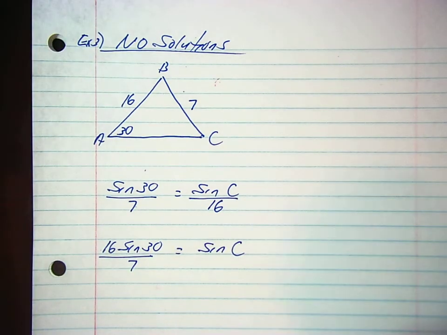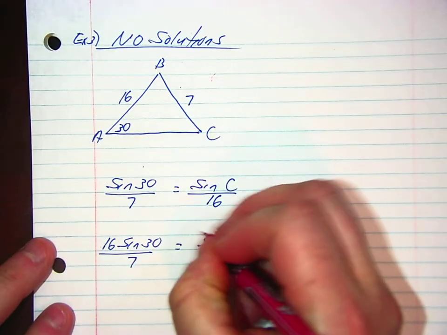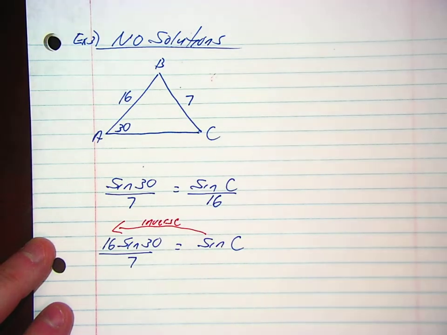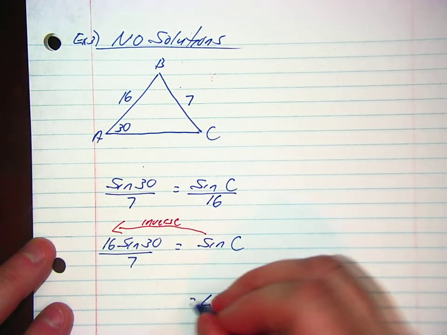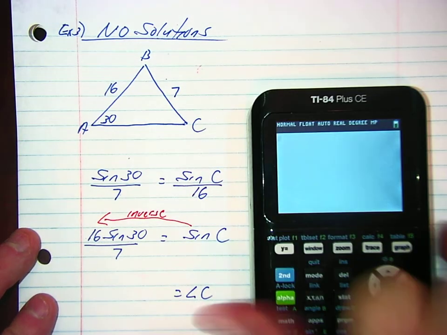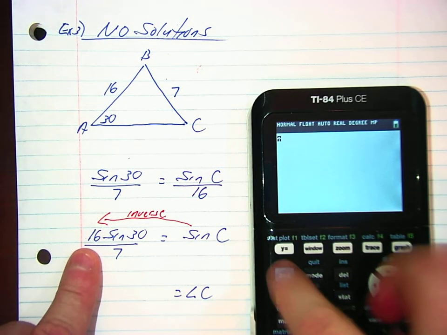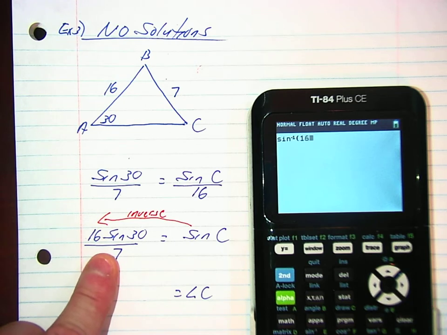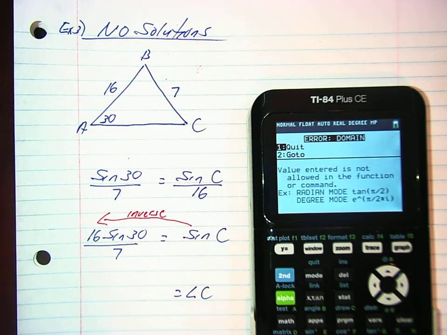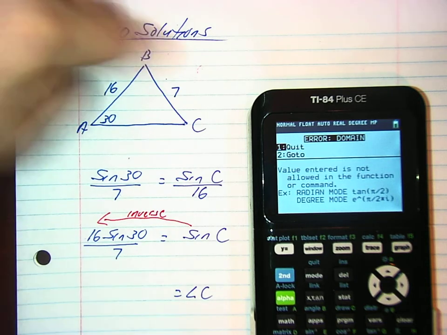And then we're going to do inverse. Anytime you're finding an angle, it's an inverse problem. So this goes in front as the inverse. And then I can just go to my calculator. Angle C equals. So here's the calculator for this problem. Put this up a little bit. So I'm going to do the inverse sine, second sine, of 16 times the sine of 30 divided by 7. And that's what you're going to get. You're going to get a domain error because it's not possible to have these measurements of a triangle.